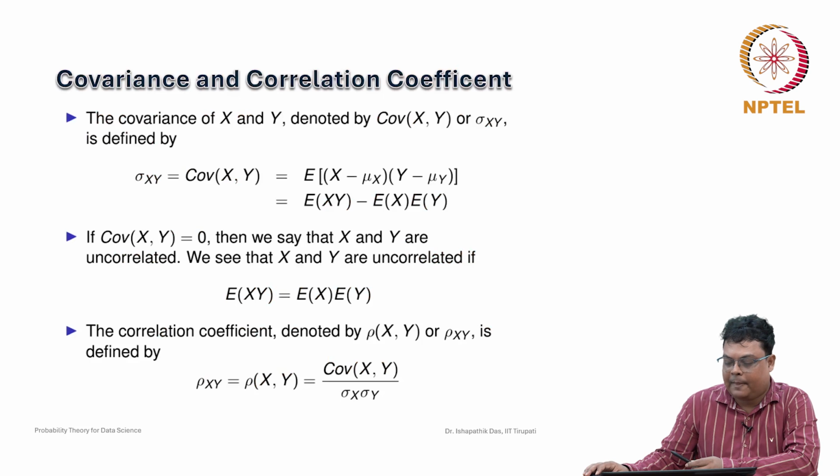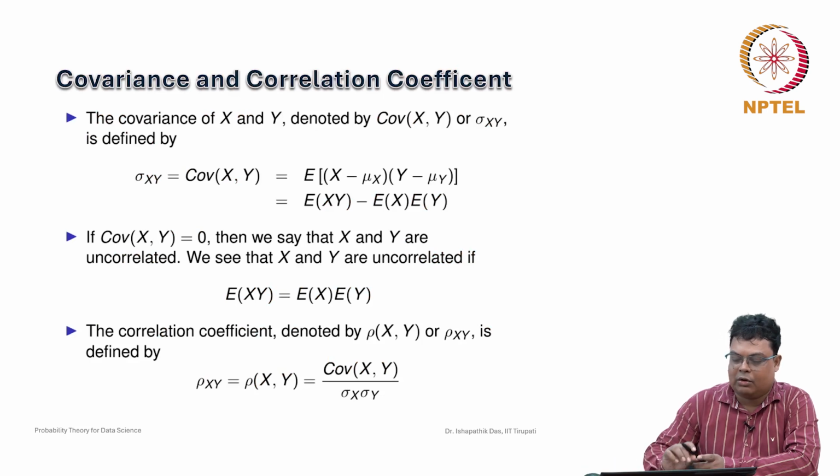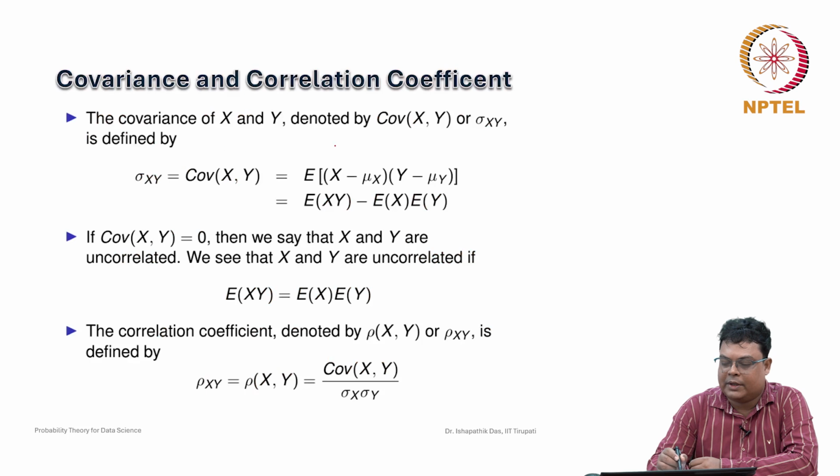So, let us discuss one example. Here you can see that the covariance of xy, denoted by sigma xy, is defined as the expected value of x minus mu x times y minus mu y, which we have already represented. Now, if the covariance of xy equals 0, then we say that x and y are uncorrelated. x and y are uncorrelated if the expected value of xy equals the expected value of x times the expected value of y. Then their covariance is 0.